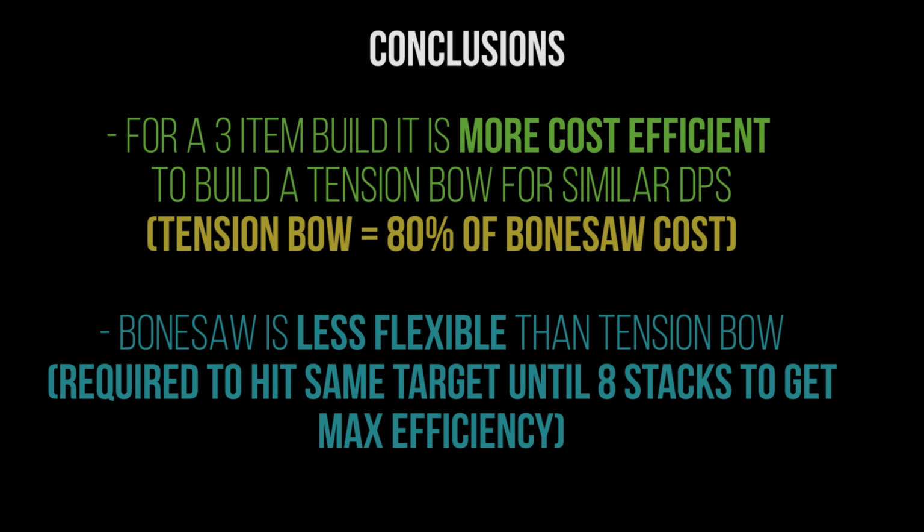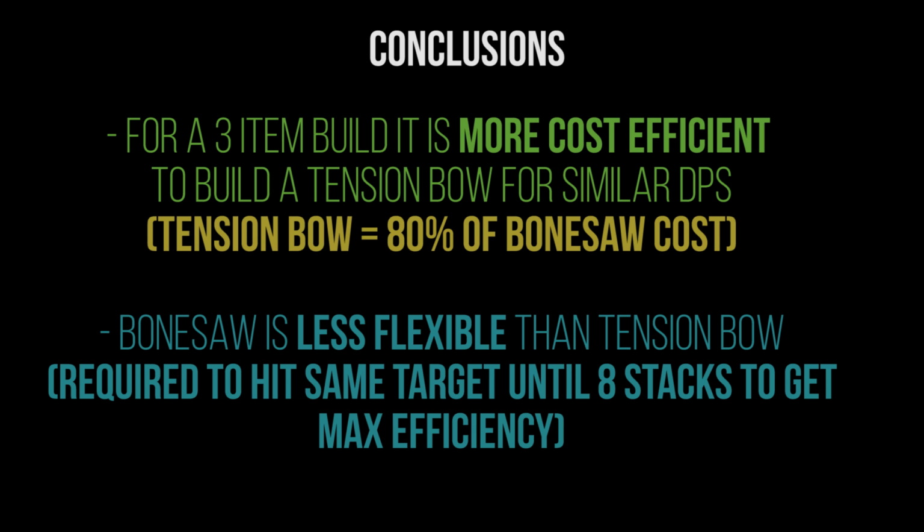And when you think about it, we need to talk about what constraints these two builds bring to the table as well. It feels like for a 3-item build, it is more cost effective in almost every situation to build a Tension Bow for the similar level of DPS. Tension Bow is about 80% of Bonesaw's value in terms of gold. And then Bonesaw is also less flexible than Tension Bow.